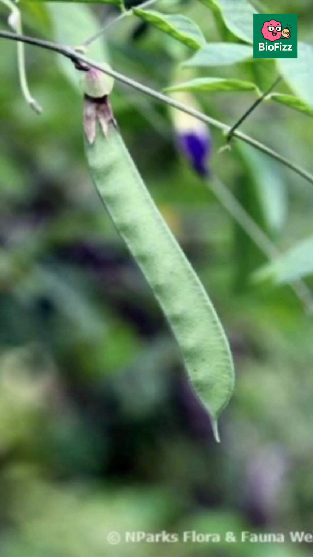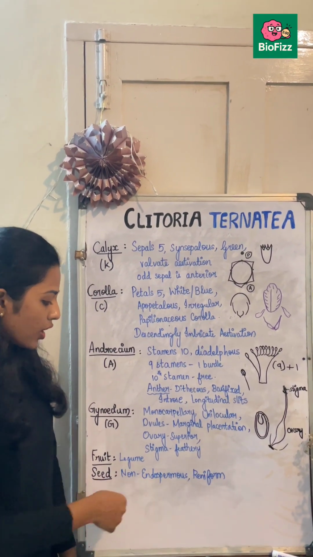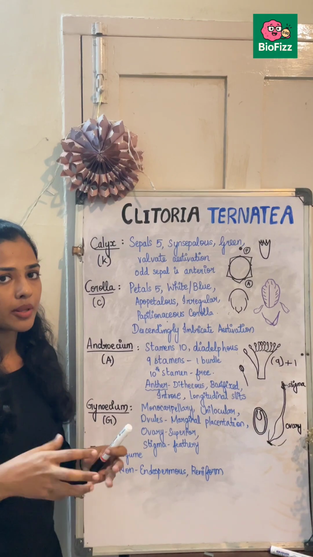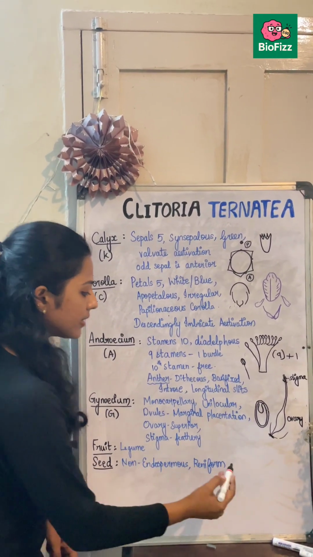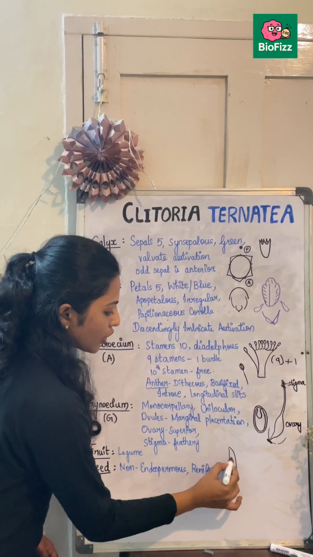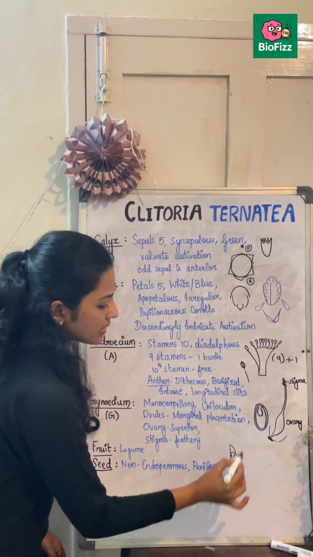Moving on to the fruit, you must have seen it in all the pea family, the Fabaceae family. The fruit is a pod, so that's why it's called a legume. And finally, the seed, it is non-endospermous. The embryo, when it's developing, will feed on all the endosperm. So no endosperm at all. And reniform, when you look at the seeds inside the pods, the seeds are kidney shaped. So that is the meaning of reniform. The seeds are kidney shaped.